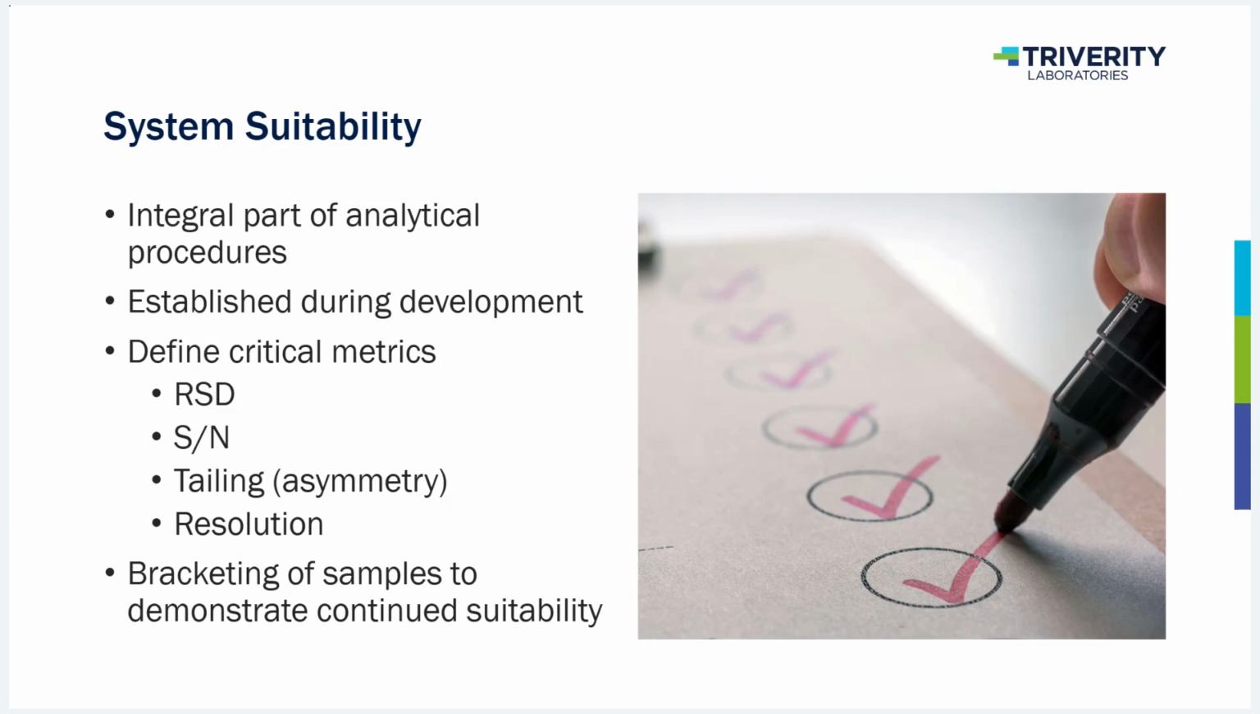And then we want to bracket our samples with a confirming or a check standard to make sure that the method stays suitable. System suitability should be verified during method validation. If you're not meeting your system suitability during method validation, that's an indication that your method or your system isn't robust, that there's something wrong with your method. It could be that you find out that maybe you hadn't equilibrated, but you need to do an investigation and look at that system suitability failure and figure out what happened.